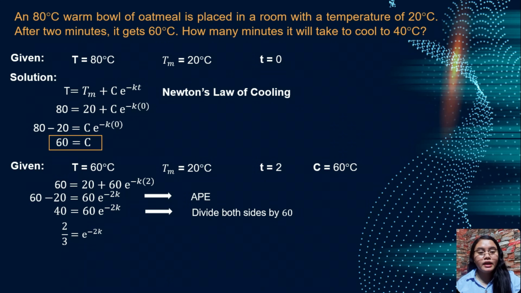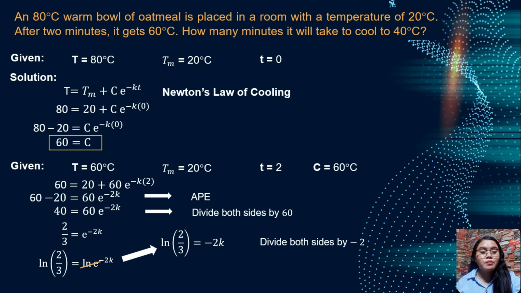To eliminate e, we will use the laws of logarithm. So we have ln 2/3 is equal to ln e raised to negative 2k, and e will be cancelled out. So we have ln 2/3 is equal to negative 2k, and for us to identify the value of k, we will divide both sides by negative 2. So we have k is equal to 1/2 ln 2/3.